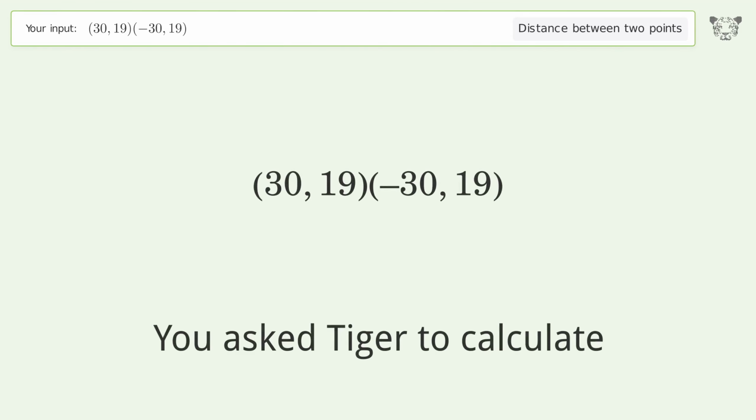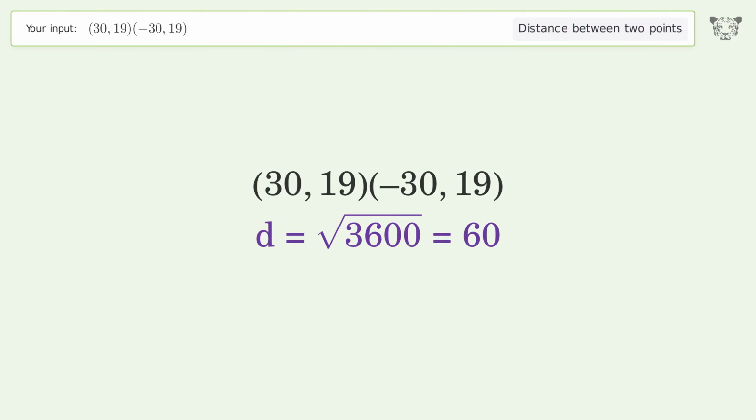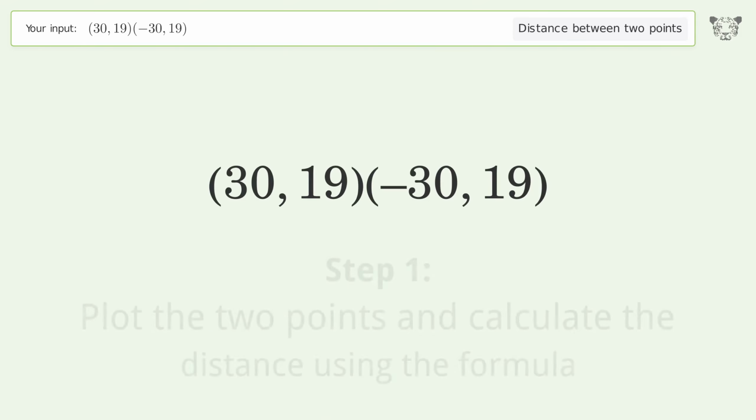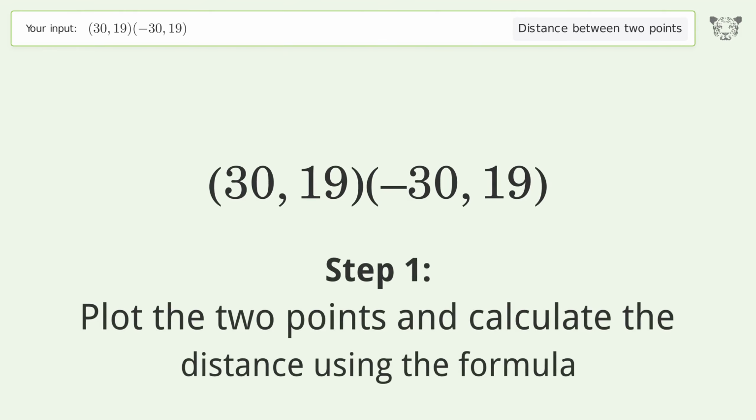You ask Tiger to calculate. This deals with the distance between 2 points. The distance between the 2 points is the square root of 3,600, or 60. Let's solve it step by step. Plot the 2 points and calculate the distance using the formula.